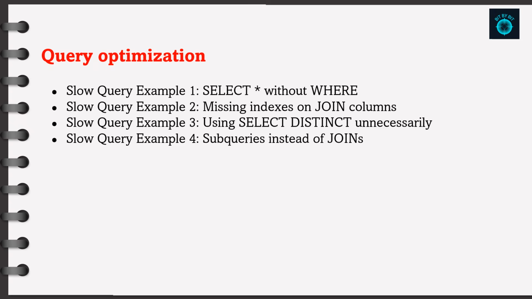Second, missing indexes on columns used in joins forces the database to scan whole tables to combine data, making joins slow. Third, using SELECT DISTINCT when not needed causes extra processing to remove duplicates, slowing the query down. Lastly, using subqueries in places where joins could be used often results in slower queries because the database has to run multiple smaller queries. On the next slide, we will see how to improve these slow queries and make them efficient.